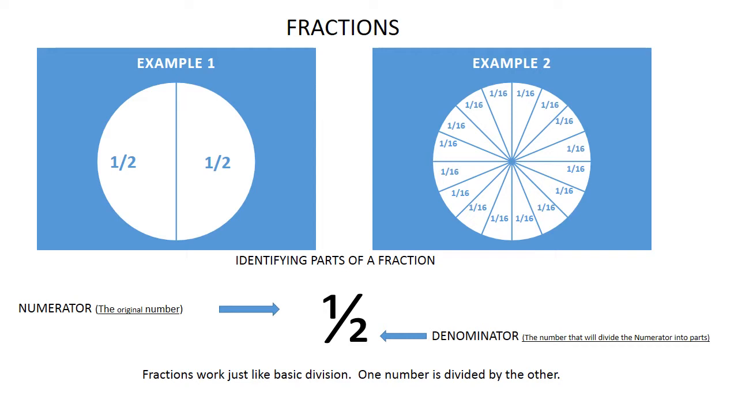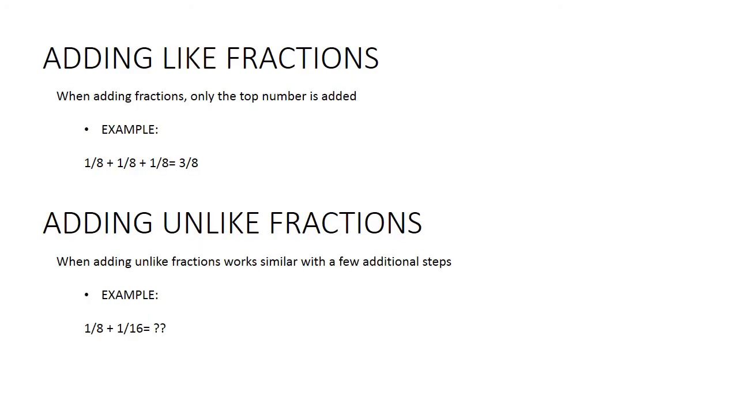Adding like fractions. When adding like fractions, only the top number is added. For example, 1/8 plus 1/8 plus 1/8 equals 3/8. Adding unlike fractions. When adding unlike fractions, it works similarly with a few additional steps. For example, 1/8 plus 1/16.